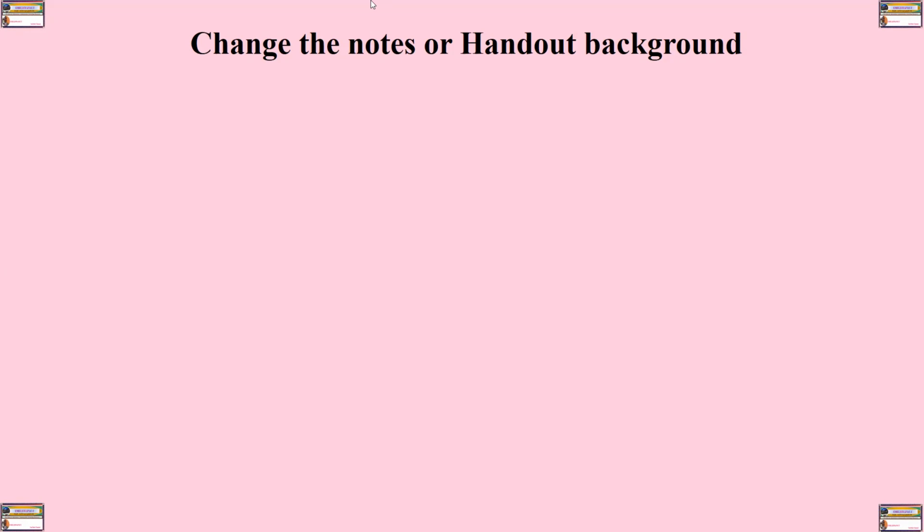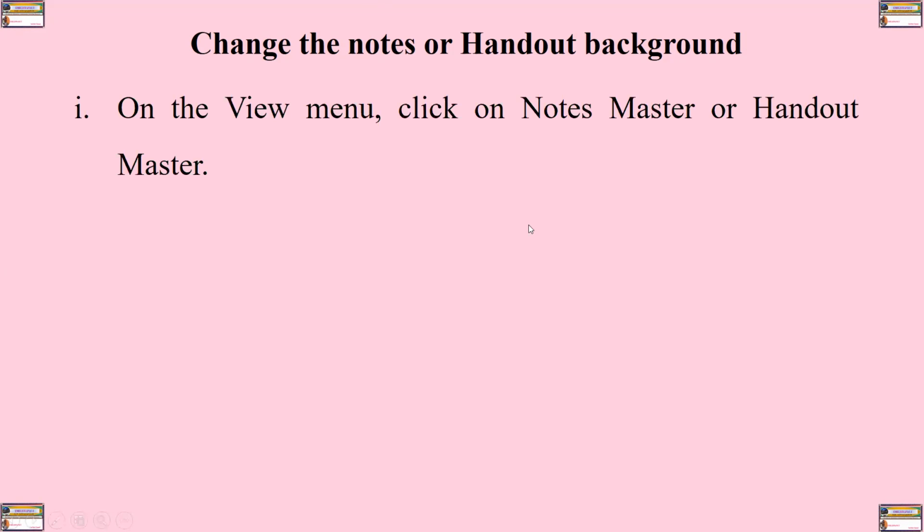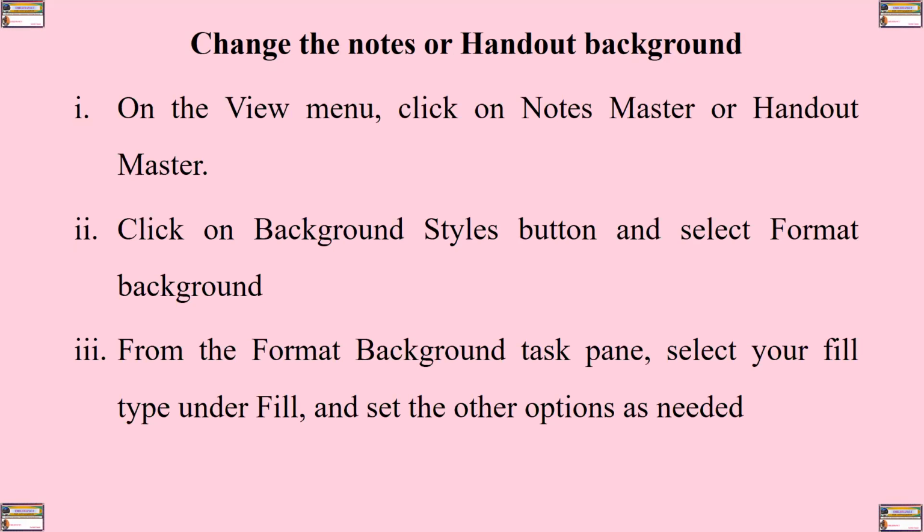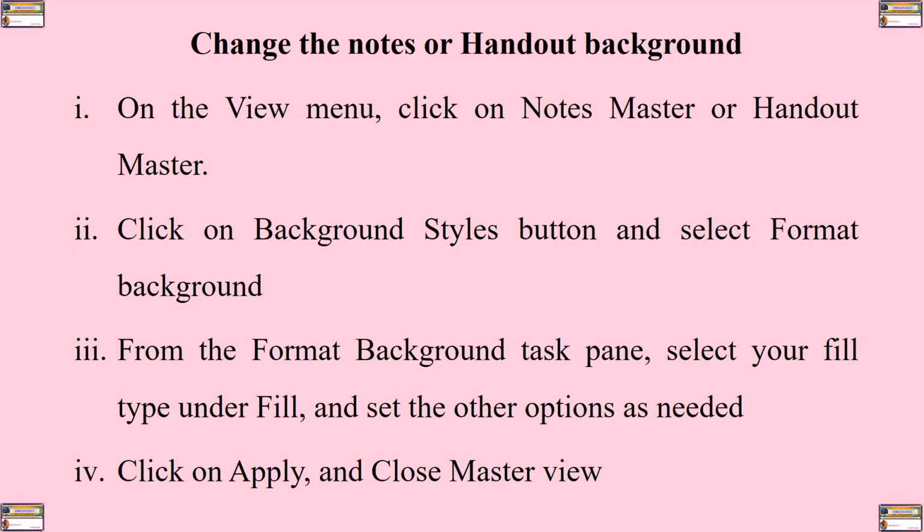We can also change the notes or handouts background. Now, to change the background for our notes pages, as well as the handouts background, you click on the View menu and then you click on Notes Master or Handout Master. Then click on Background Styles button and select Format Background. From the Format Background task pane, select your fill type and a fill and set the other options as needed. Then you click on Apply and close Master View.